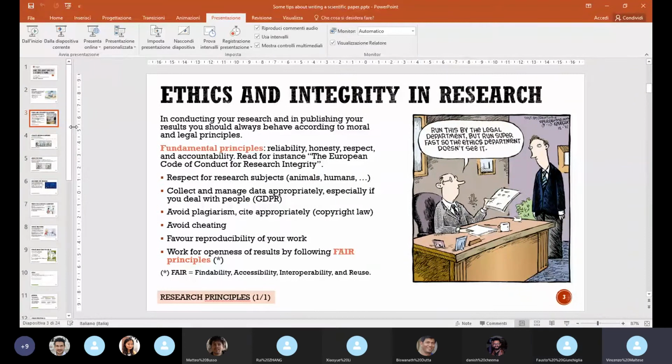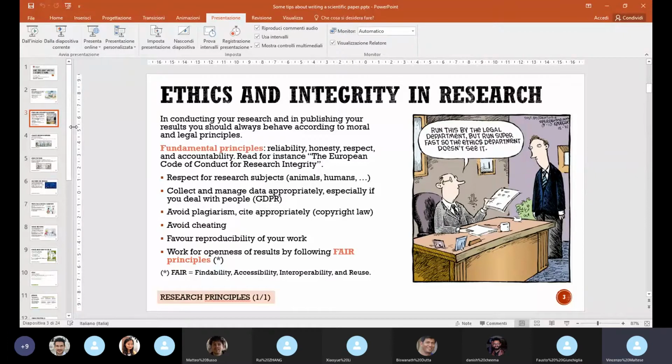That's okay. So basically, about the integrity, I was talking about integrity in research. I told you about some fundamental principles that should be followed by all researchers in respecting their subjects, regardless of whether they are humans or animals. And not only the subjects themselves, but also their data. So especially if they are humans, you have to follow principles from the GDPR, which is the general regulation for privacy and the way in which data about human subjects should be dealt with. And it provides regulations about how to collect and manage data appropriately.